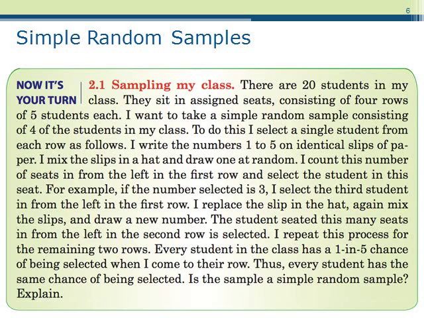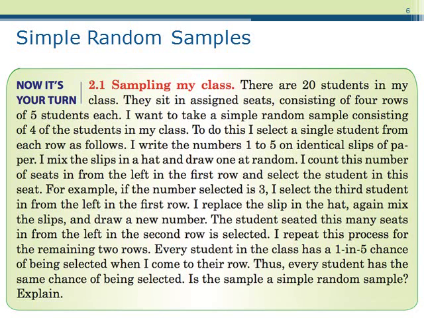Now you try one. There are 20 students in my class. They sit in assigned seats consisting of 4 rows of 5 students each. I want to take a simple random sample consisting of 4 students. To do this, I select a single student from each row as follows. I write the numbers 1 to 5 on slips of paper. I mix the slips of paper in a hat, and then I draw one at random. I count this number of seats in from the left in the first row and select a student in this seat. For example, if the number selected is 3, I would select the third student in from the left in the first row. So I'll repeat this process for all 4 rows, giving a sample of size 4.